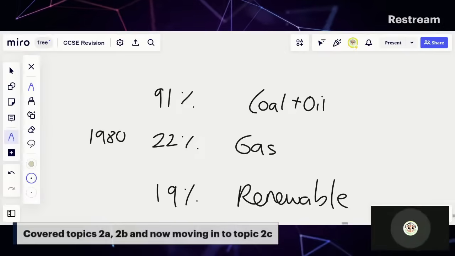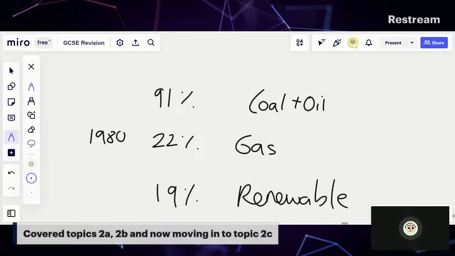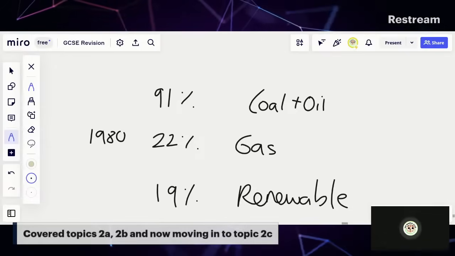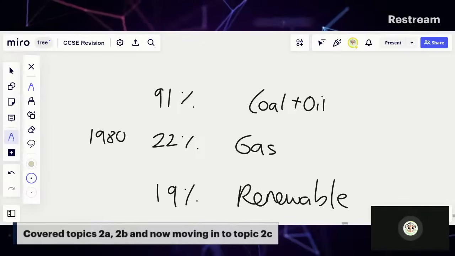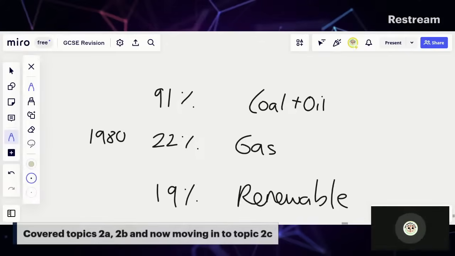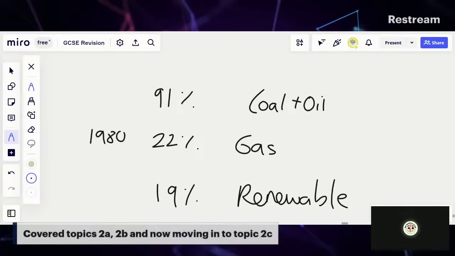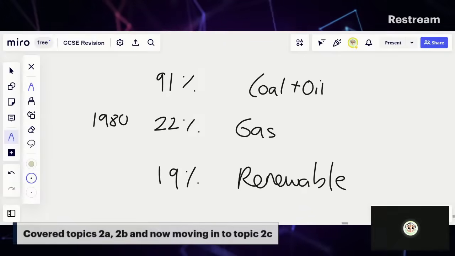Now, the UK's supplies of coal, oil, and gas are all running out. The North Sea's oil and gas reserves are being swiftly used up, and production has been declining since 2000. The UK still has coal reserves, but the coal production has significantly decreased. So there's been a shift. We went from coal and oil to gas to renewable resources.